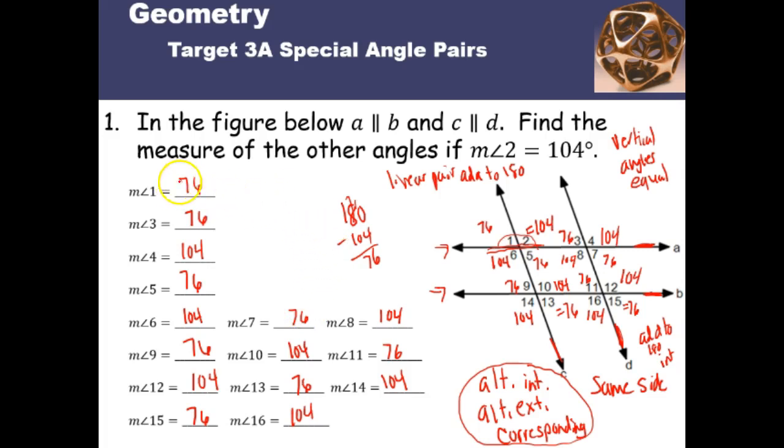Now this is a coincidence. It's just the way that this was numbered. So I don't want you to think this, but if you notice all of the odd numbers, 1, 3, 5, 7, 9, 11, 13, and 15, those are all 76. And all the evens, 4, 6, 8, 10, 12, 14, 16, and the angle we started with, 2, or 104, those are all the evens, right? That just happened to be the way this picture is numbered. So you can't always say that all the evens are going to be one and all the odds are going to be the other.